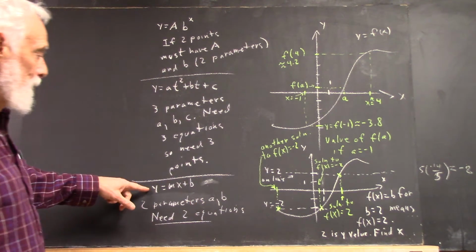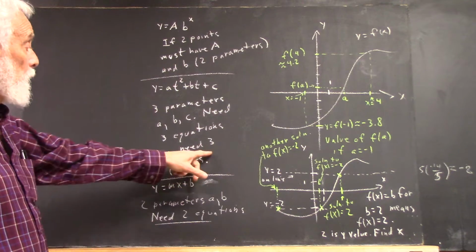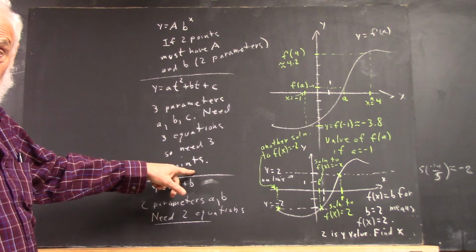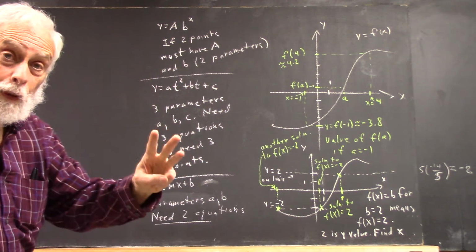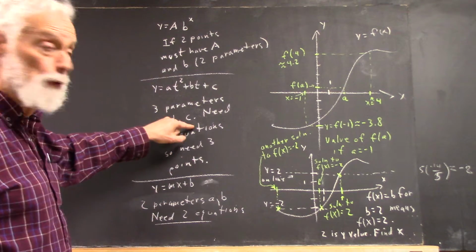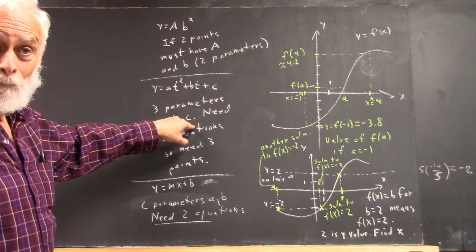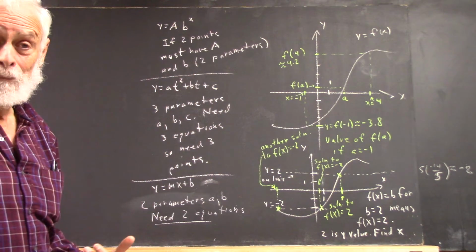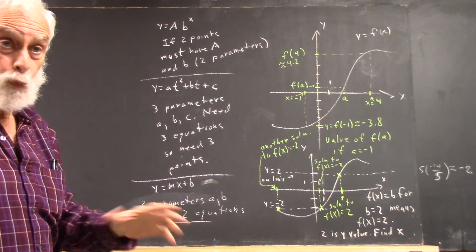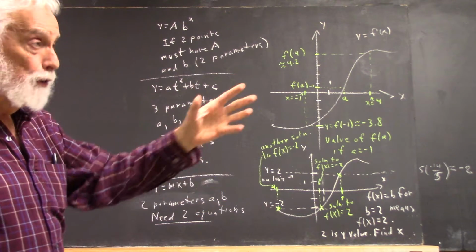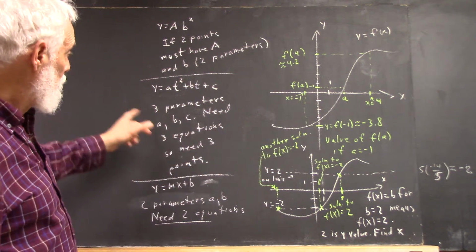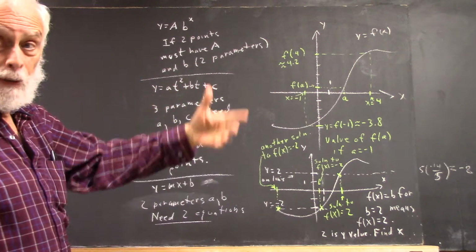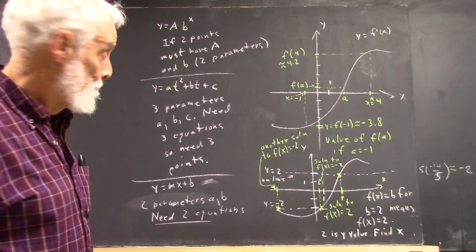So to solve that, you need 3 data points, right? Because you need 3 equations to find the values of your 3 parameters. If you only had 2 equations, you wouldn't be able to find your 3 parameters. It just wouldn't work. Just take any 2 points and try to fit it into this and solve for A, B, and C. You won't be able to do it.